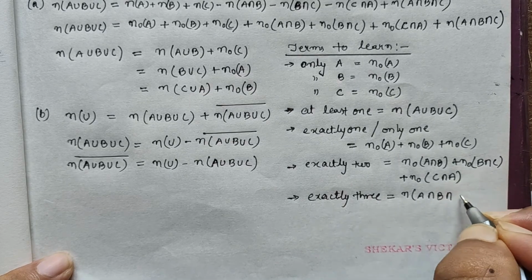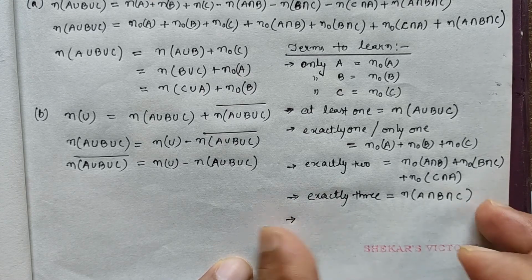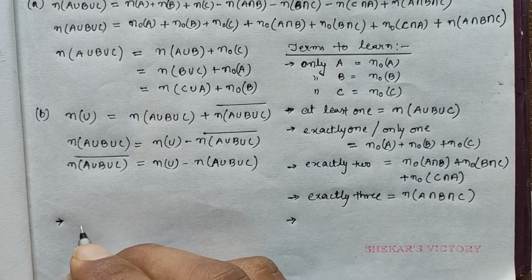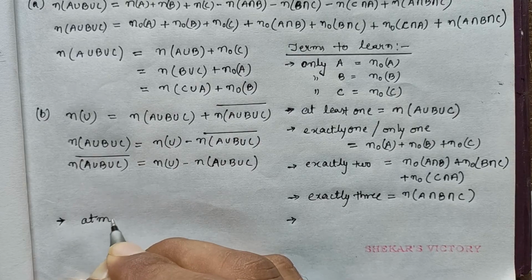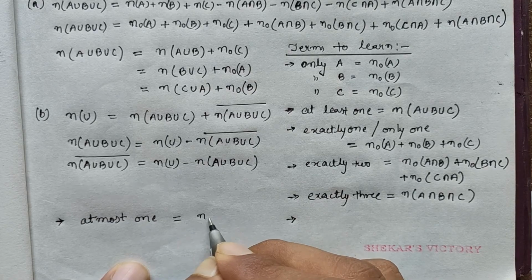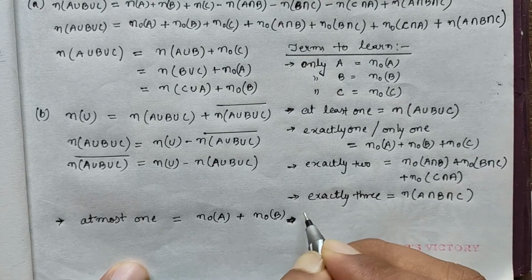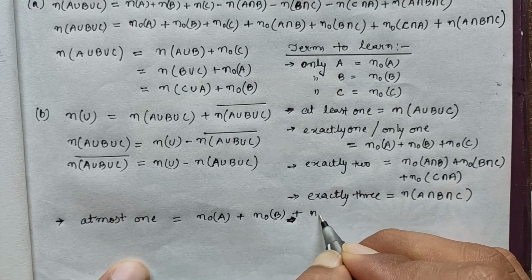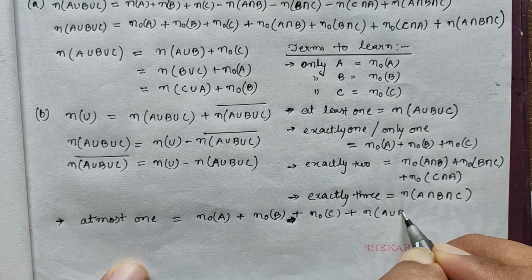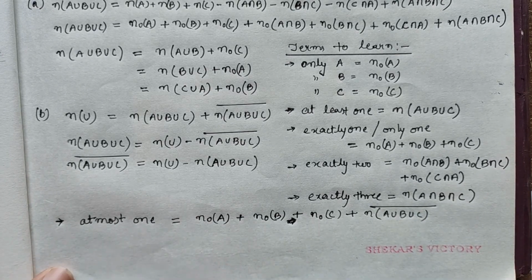Similarly, for at most 1, okay, here is less space, I will write it here. If the question asks you to find at most 1, at that time you will find n(only A) plus n(only B) plus n(only C), and the complement part, the complement of A union B union C. You have to add them when the question asks you to find at most 1.